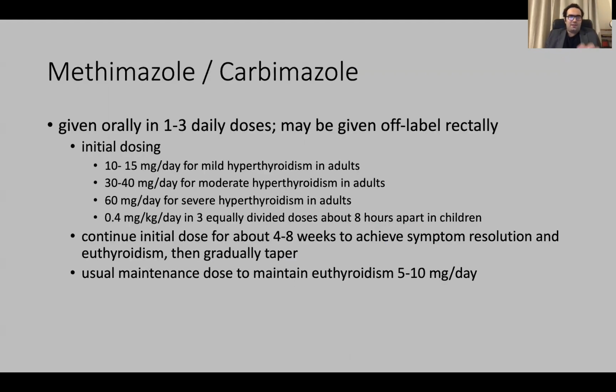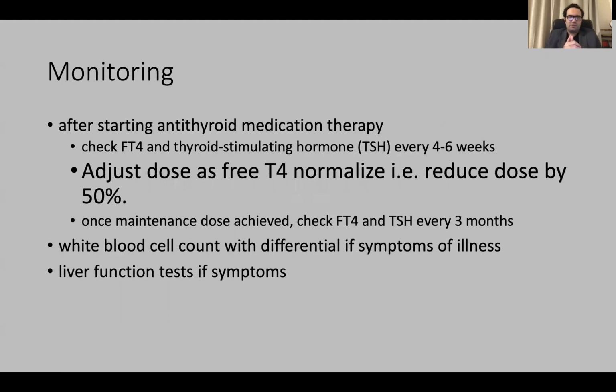So just a recap: around 10 to 15 mg is given for mild hyperthyroidism, 30 to 40 in moderate, and 60 in severe hyperthyroidism patients. And then after that you repeat the tests after 4 to 8 weeks until the patient becomes euthyroid. And then a maintenance dose of 5 to 10 mg should be continued.